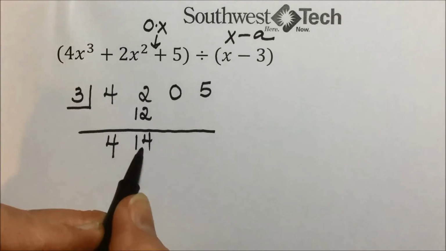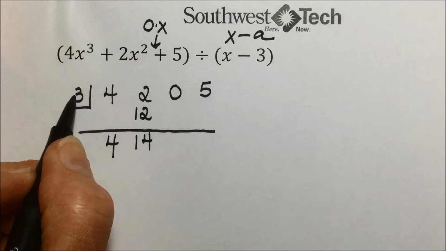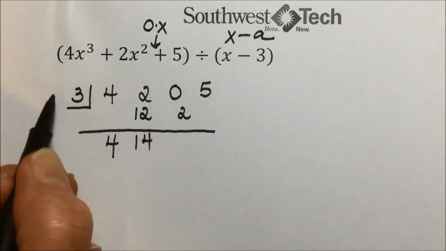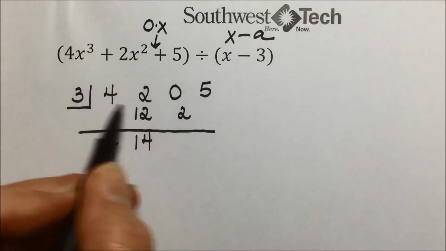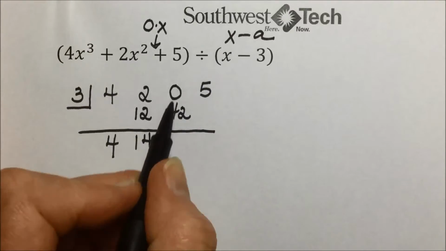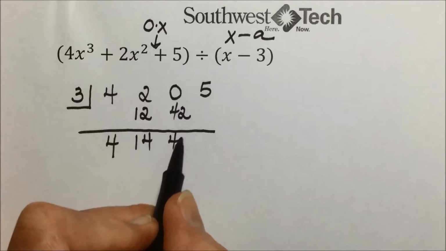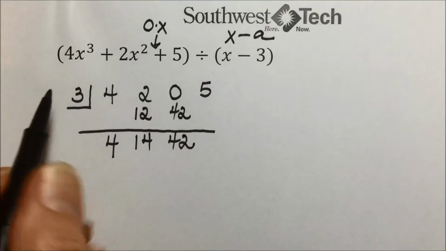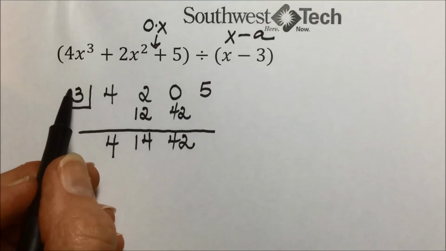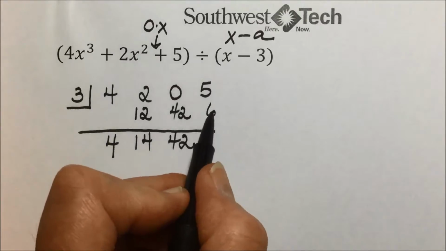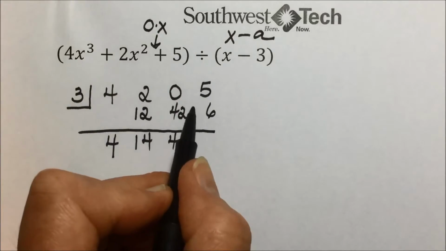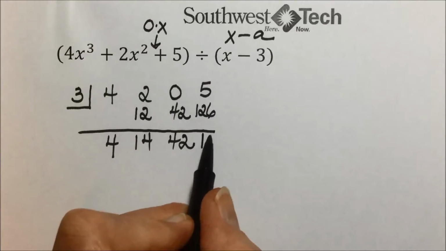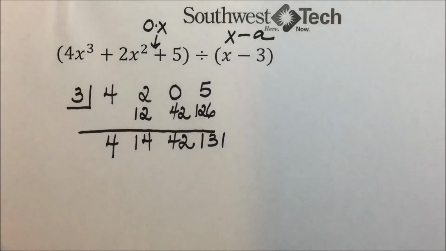We then repeat our multiplication, taking that result times 3. 3 times 14 is 42. Adding that to 0 gives us 42. Then we go back and we multiply again. 3 times 42, well, we would have a 3 times 2 is 6. 3 times 4 is 12 for 126. We add it to the 5 for 131.